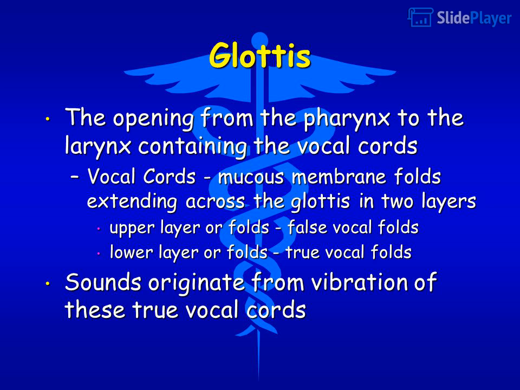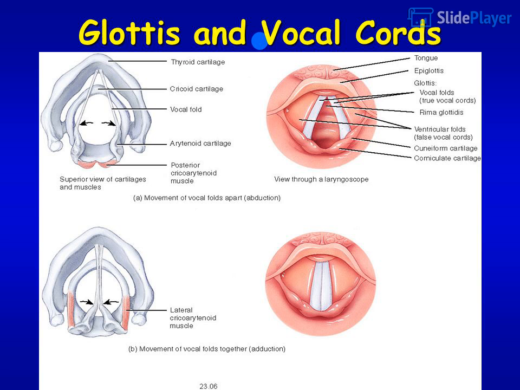Vocal cords are mucous membrane folds extending across the glottis in 2 layers. The upper layer or folds are the false vocal folds. The lower layer or folds are the true vocal folds. Sounds originate from vibration of these true vocal cords. Glottis and vocal cords.